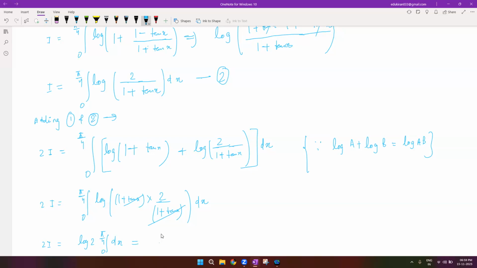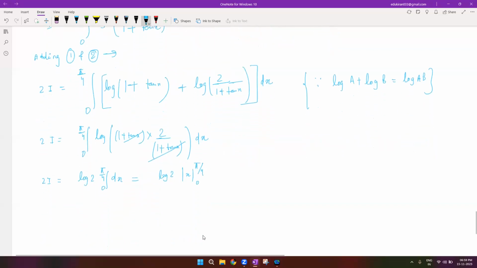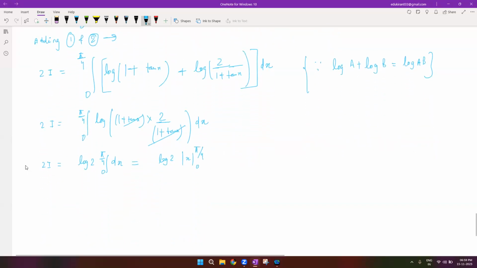So this is log 2 outside. This becomes x. The integration of 1 is x from the limit 0 to pi by 4. You put the limits, the answer is pi by 4. It implies that 2I is equal to log of 2 into pi by 4. You can take that to the right hand side. So I becomes pi by 8 log 2.